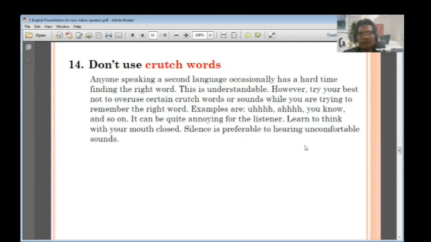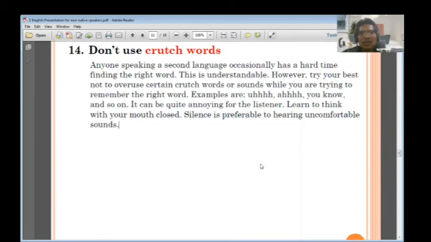Like "ha", "gitu", "yang gitu", and so on. It's going to be annoying for the listener. If you really forget, just be silent for a moment while you think. Let's say, for example, "what is it?" You can use words like that. Not "ya" and so on.